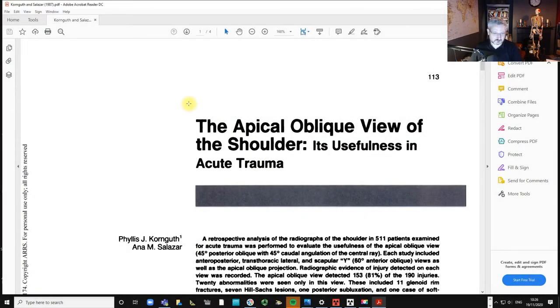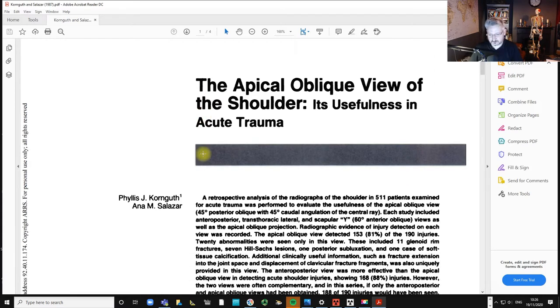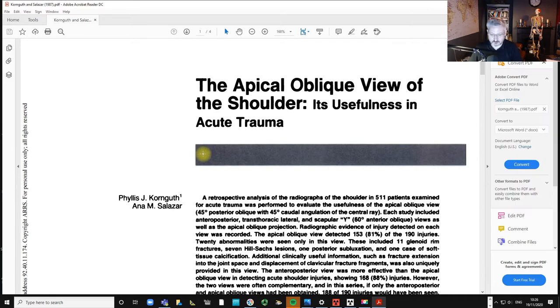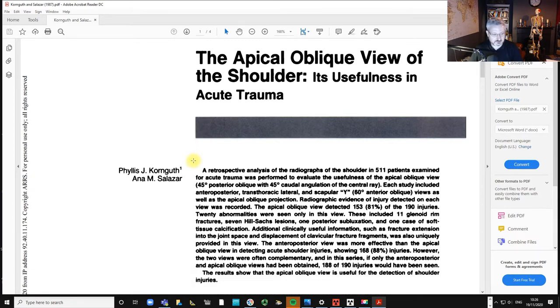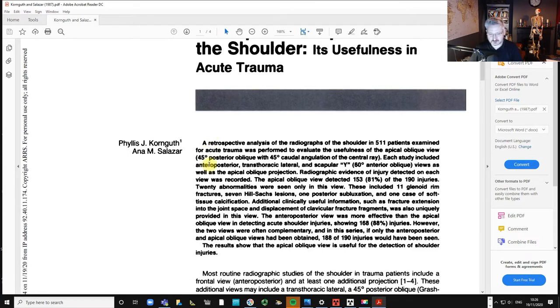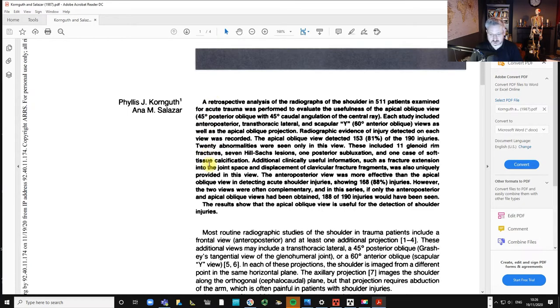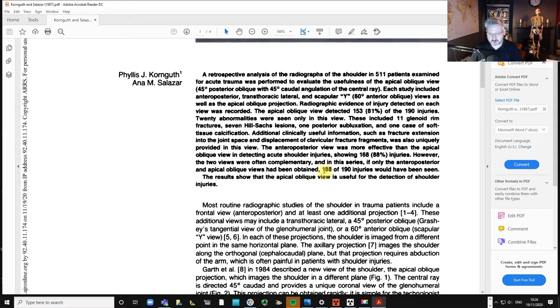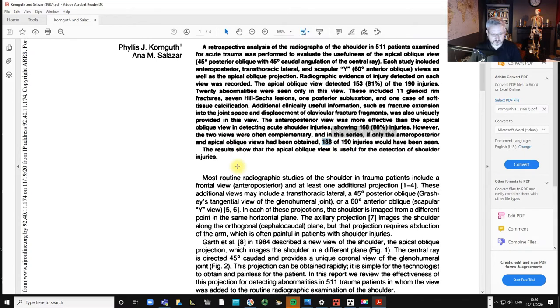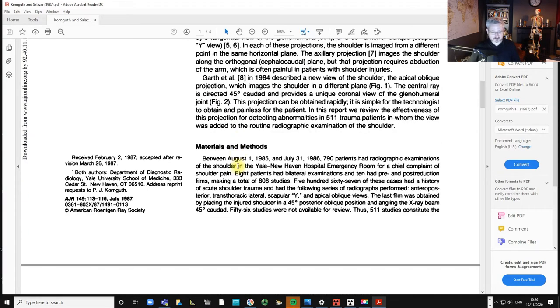So the apical oblique view of the shoulder, the first reference I've got of it is in 1984 by Garth. So it's often known as the Garth view or the Garth projection. This paper here by Kornguth and Salazar in 1987 gives data to show that the AP and the apical oblique found 188 of 190 injuries in a series. So it was a very effective combination of projections.